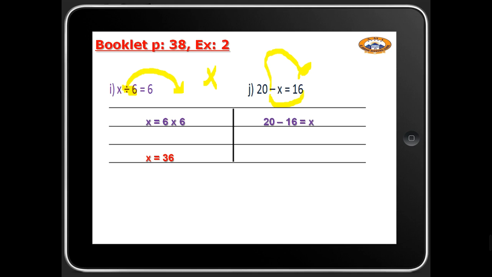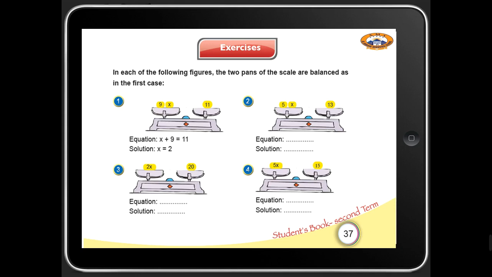We move the x to the other part, it's minus, it became plus, and 16 we move it near to number 20, so we change it from plus to become minus. So 20 minus 16 will give me x equals 4. Hope you understand it. So I want all of you to open the ministry book on page 37.